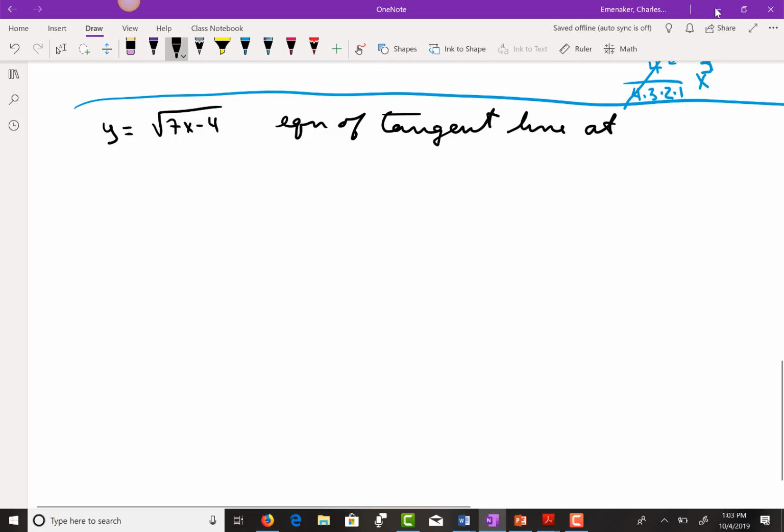At the point, let's see here. Well, let's just say at x equals 1.